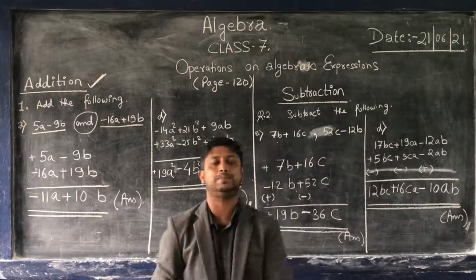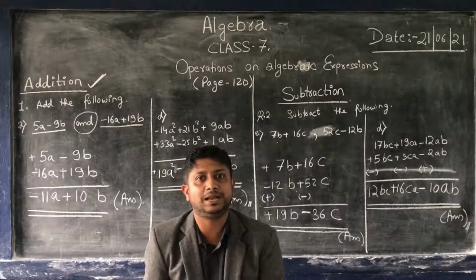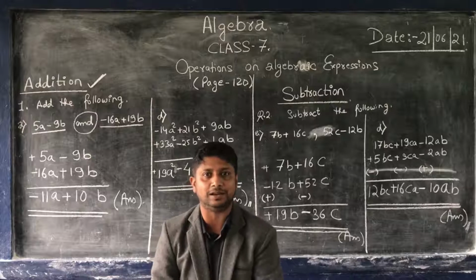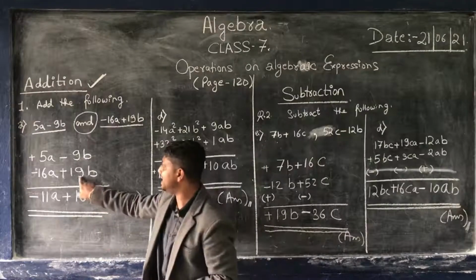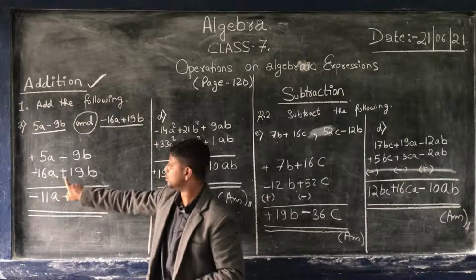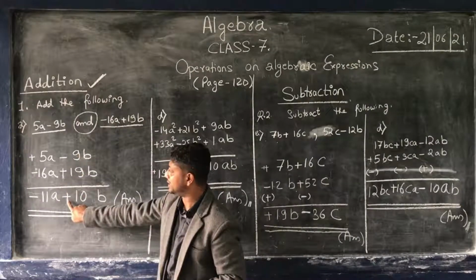See which number is bigger. Either 9 is bigger or 19 is bigger. Yes, 19 is bigger. So what is the symbol of 19? Plus. 19 has got what sign? Plus. So the bigger number sign you will put it here.